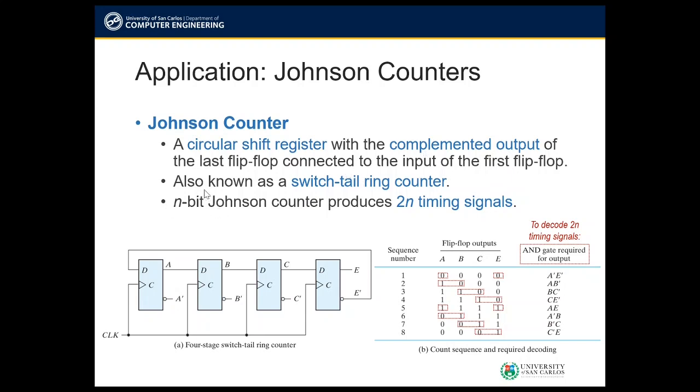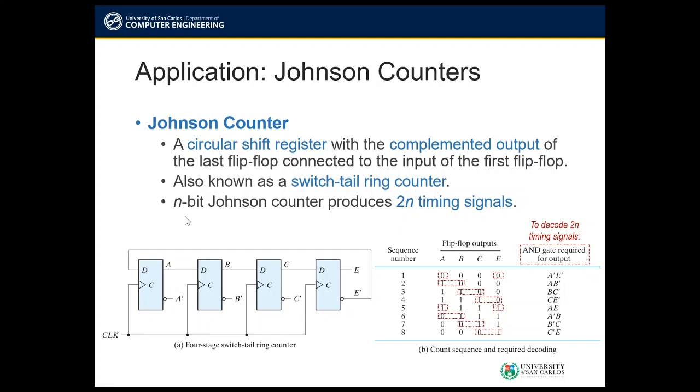And an n-bit Johnson counter produces 2n timing signals. If in our previous example we have a 4-bit ring counter, the number of timing signals is also 4 signals. So there is a direct proportion between the number of bits and the number of timing signals produced. In the case of a Johnson counter, we can have twice more timing signals.